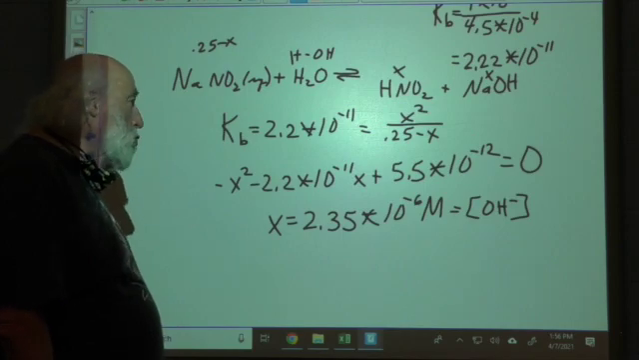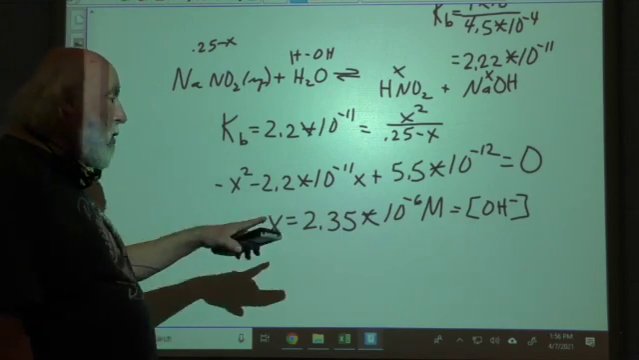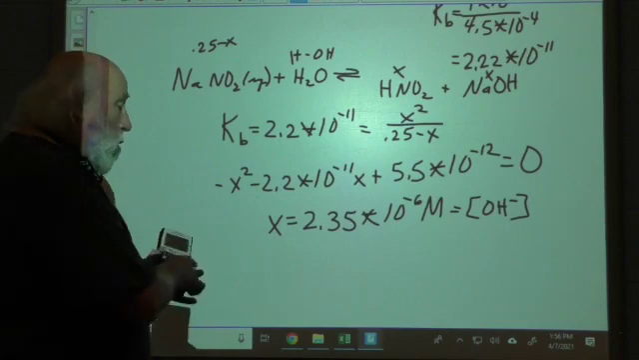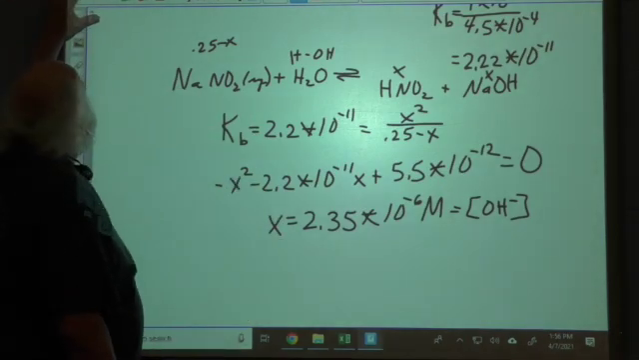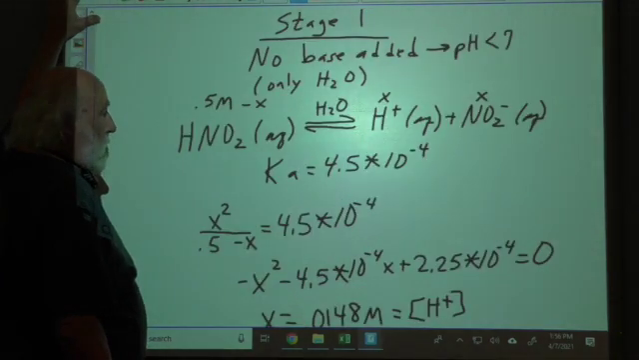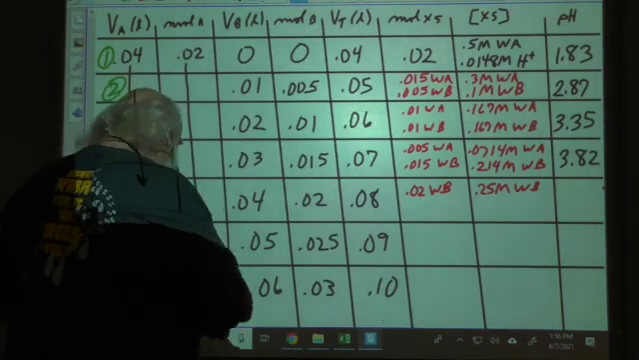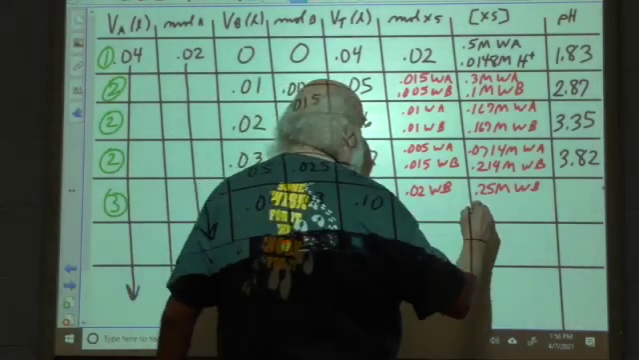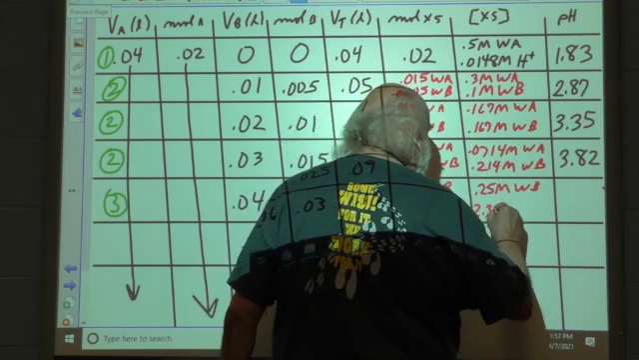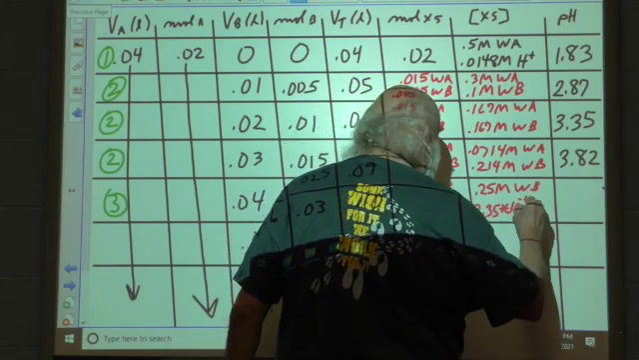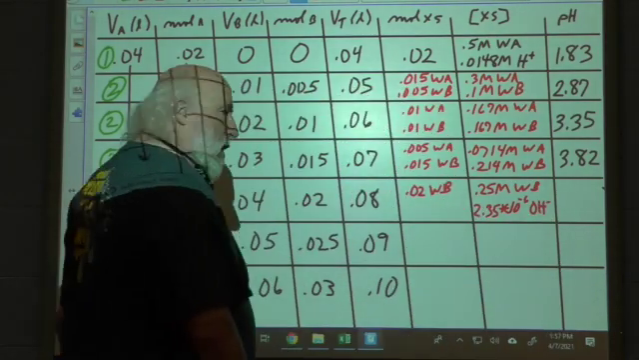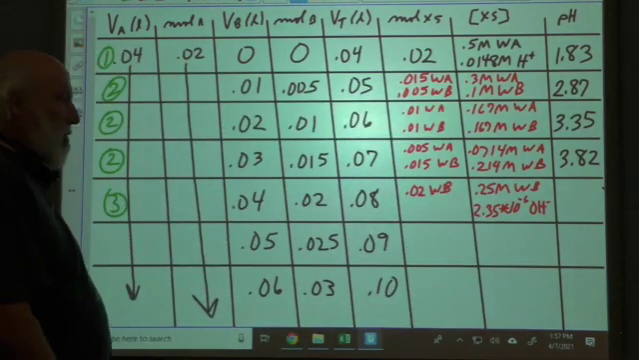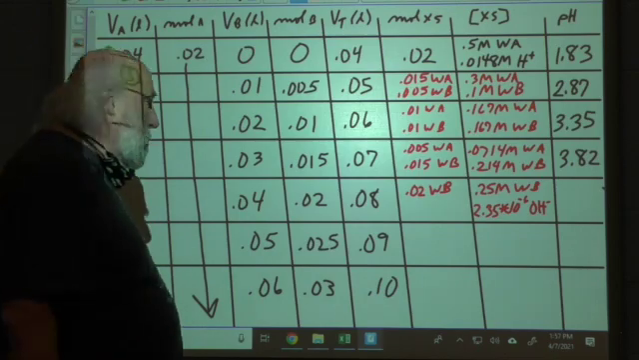So now we are going to find the pOH. Well, that is a hydroxide. Oh, probably should put that in the chart. 2.35 times 10 to the negative 6. Now I put hydroxide, not strong base. I have to put hydroxide in because that is what's driving the pH.